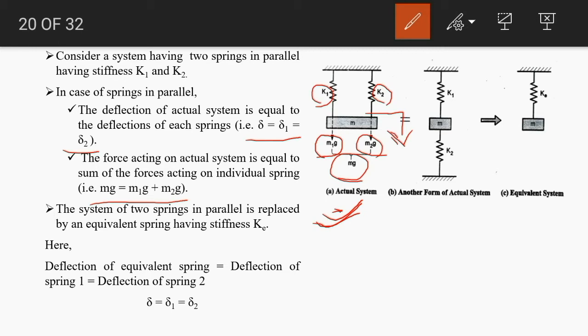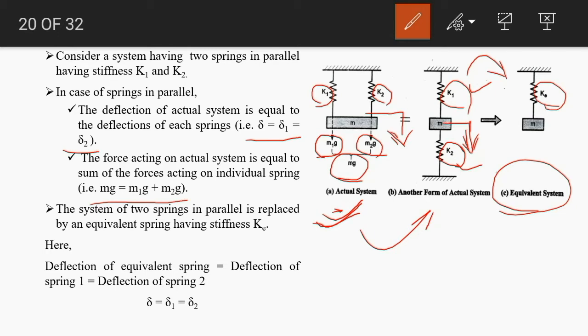This system could also be represented like this. Here these springs are also considered to be in parallel. If this system has deflection delta in that direction, then the springs also have the same deflection: this spring is going to extend by delta, and this spring is going to compress by delta. So the deflection of the springs would be similar. Now we can get the equivalent system by finding the equivalent stiffness.